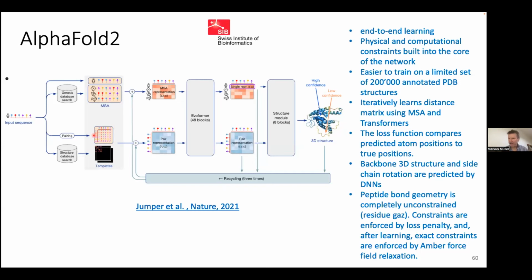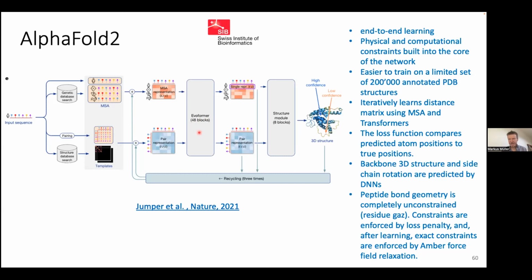But at the beginning, you don't know that. It's not initialized. It's randomly initialized, but the network will then learn that. So as input, you have this multiple sequence alignment and this pair distance representation, and you pass that on to a so-called Evoformer block. You see there's 48 neural networks in there, it's a lot of neural networks in there.